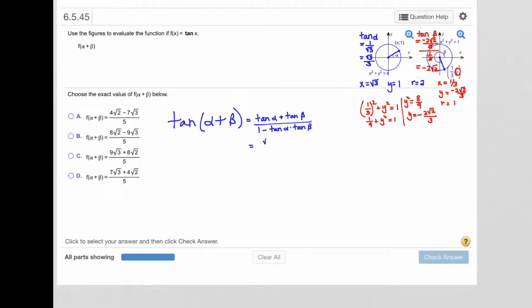Tangent alpha is the square root of 3 over 3 plus tangent beta is negative 2 square root of 2. And then we have 1 minus the tangent of alpha times the tangent of beta. So that's the square root of 3 over 3 times negative 2 square roots of 2. Now this doesn't look like any of the choices that I have. So I'm going to go to another screen and show you how you transform what we have here into one of the choices.